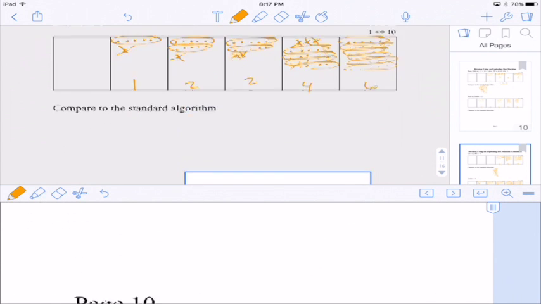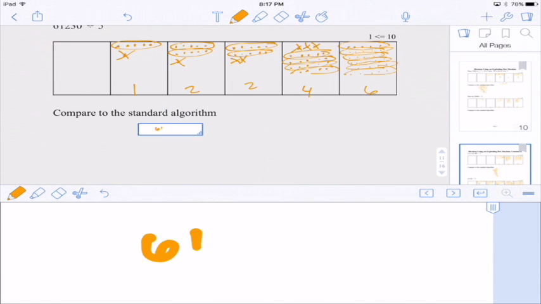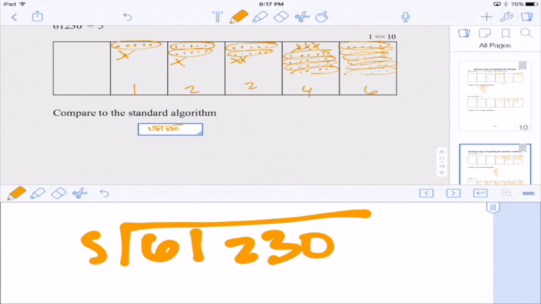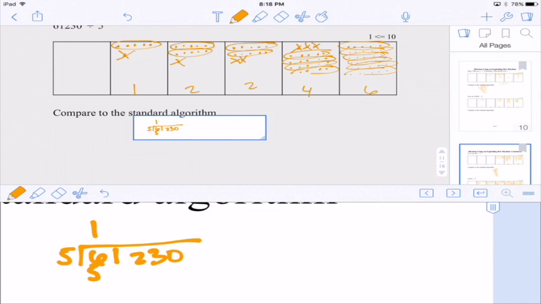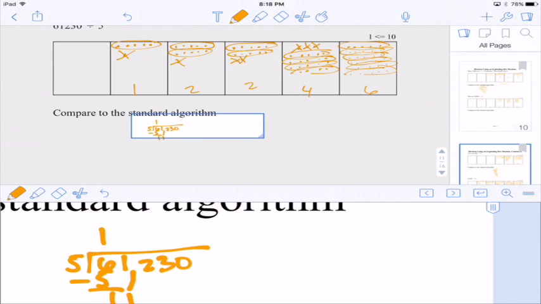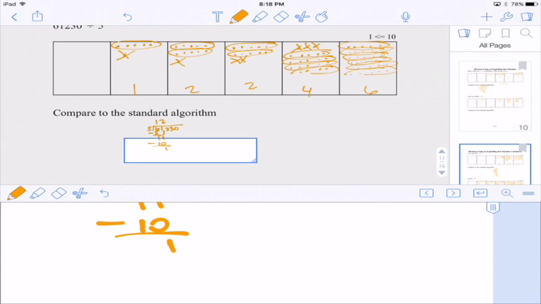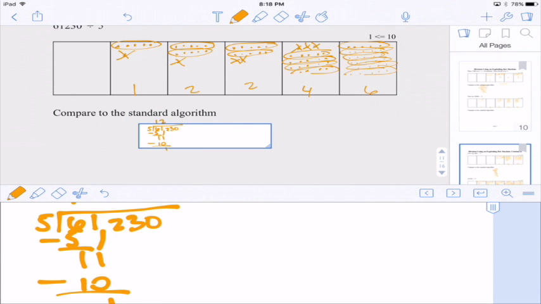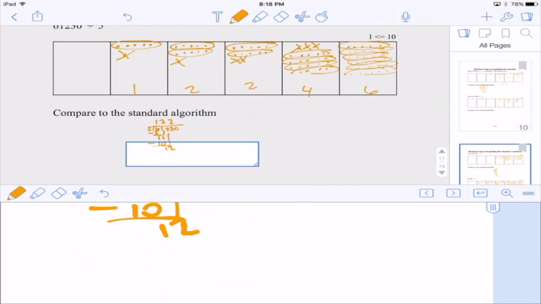We can compare it to the standard algorithm. I'm going to try and do that relatively quickly. So we had 61,230, we're dividing by 5. Well, we remember we only could do one group of 5 here, so we had one remaining. Then we had 11. We could do two groups of 5 to give us 10, and we had one remaining. Then we had 2 from that column, and we could do two groups of 5 again to give us 10. And when we subtract, remember we had 2 dots remaining.